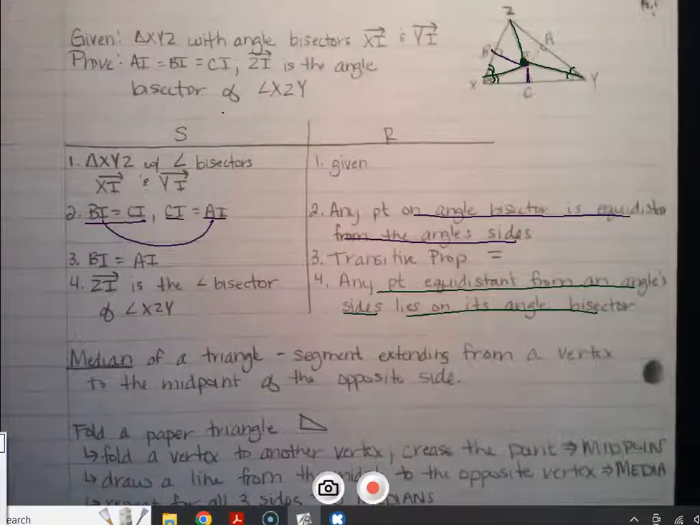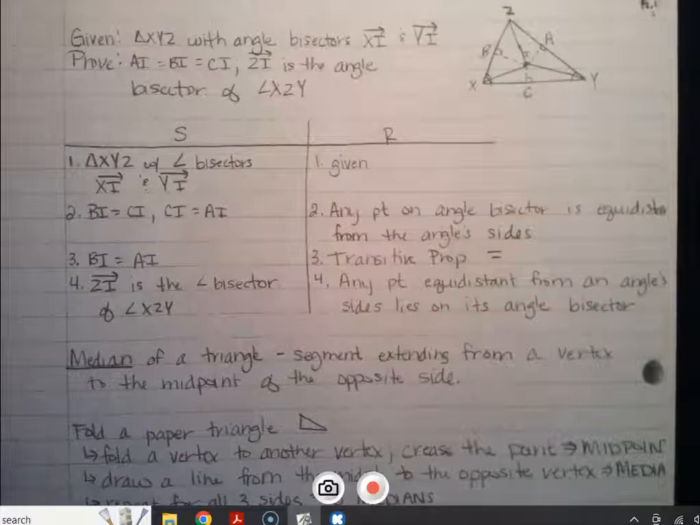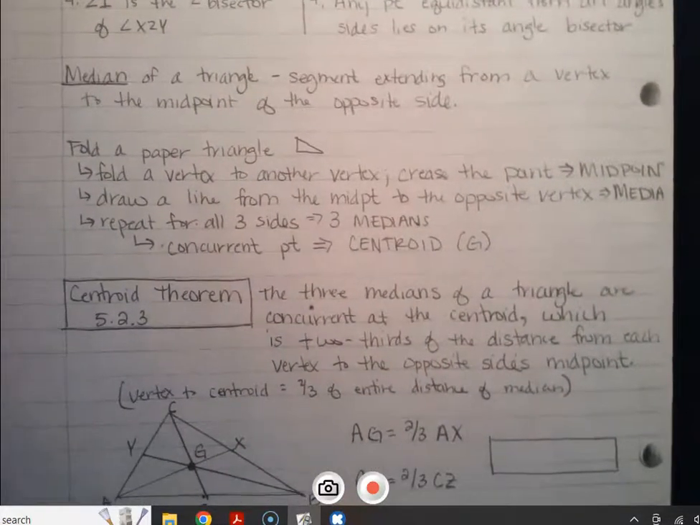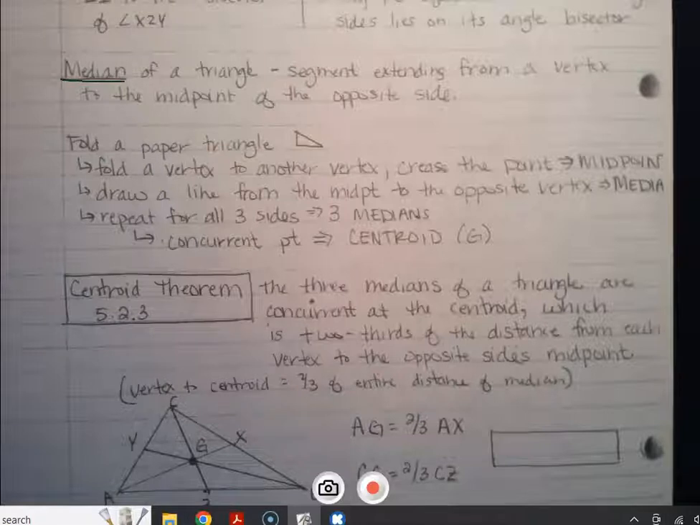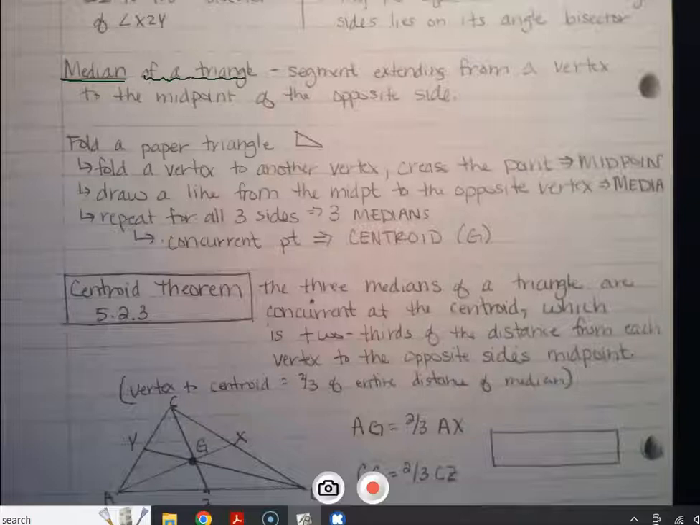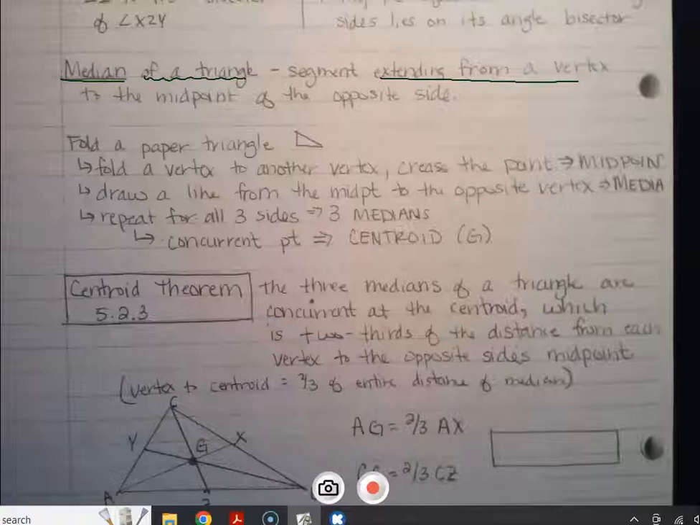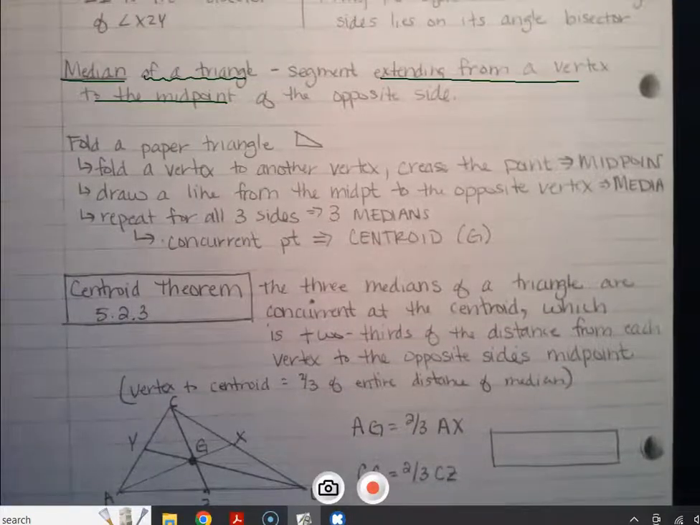First we need to know what the median is. What is the median? The middle, right? It's the middle or the midpoint. So the median of a triangle extends from a vertex to the midpoint of the opposite side. This is going to be a little bit weird when it comes to folding it, but then you're going to have a better perception of what that is.